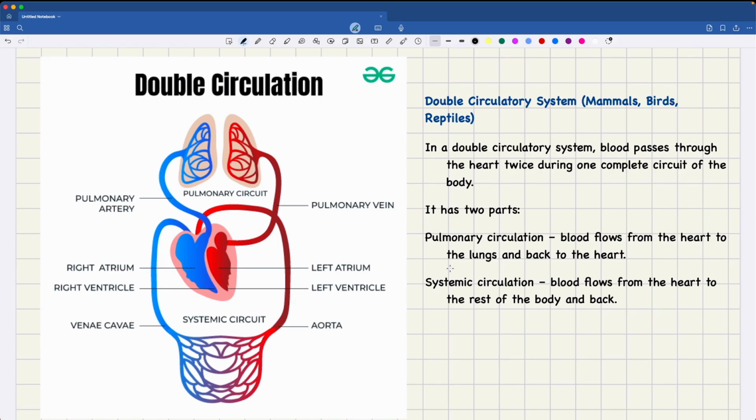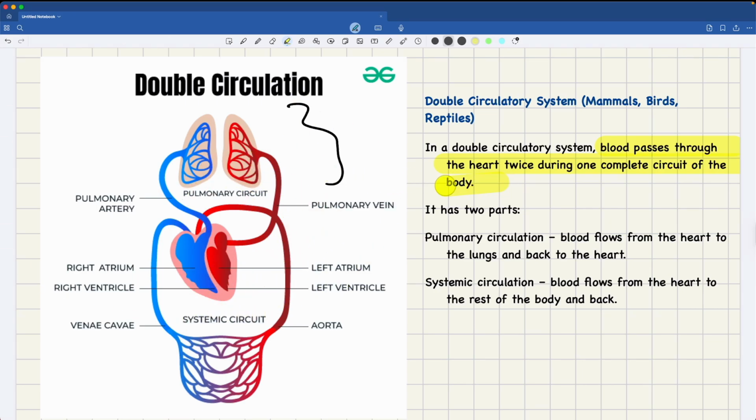Now let's look at one of the most important things. We have double circulation and single circulation. In this example, we'll learn about double circulation. What is double circulation? As the name suggests, double circulation is when the blood passes through the heart twice during one complete circuit.